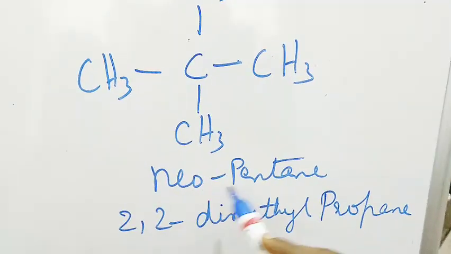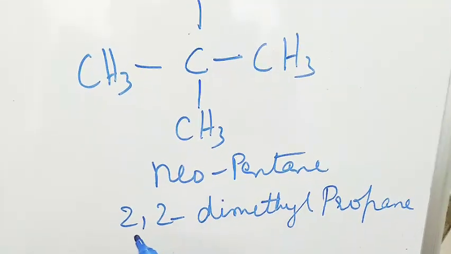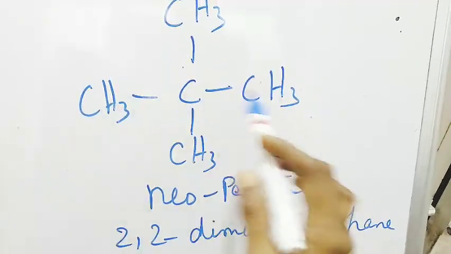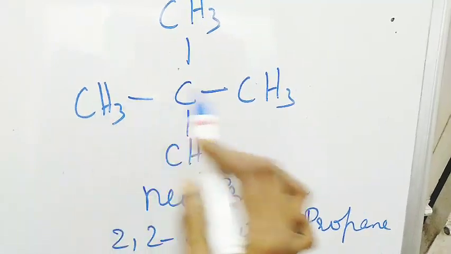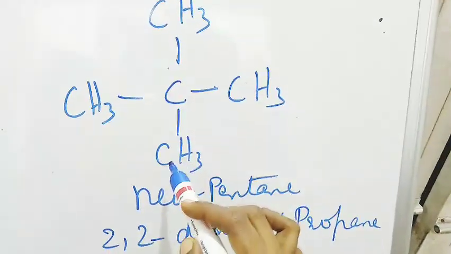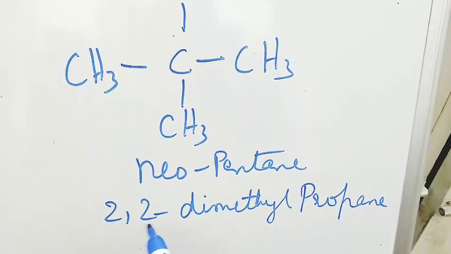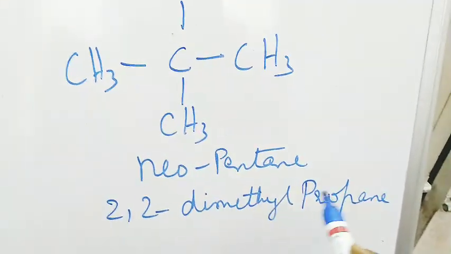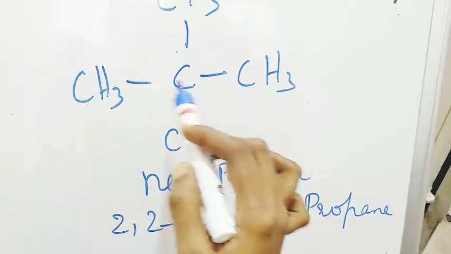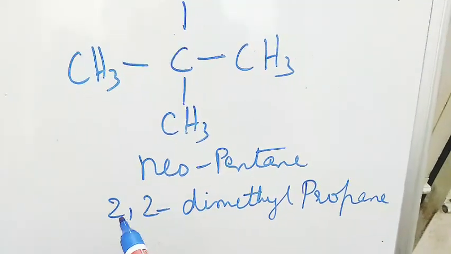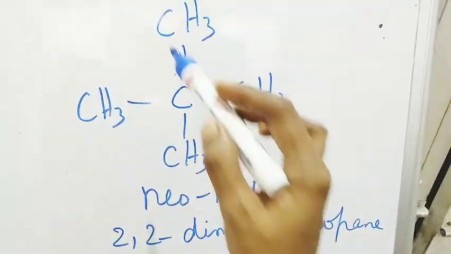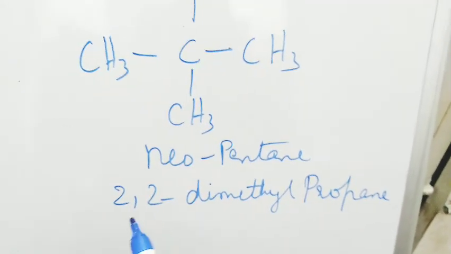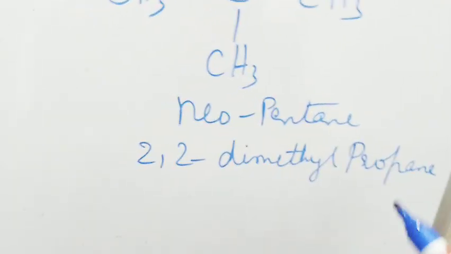This is called neopentane. You call it 2,2-dimethyl-propane. This is one pair, no? So this is dimethyl. This is also dimethyl, but it is recurring. 2,2-dimethyl-propane. Propane means 3 carbon atoms, 1, 2, 3. Okay, so 2,2-dimethyl-propane. 1, 2, 3, 4 methyls are there. They are repeated 2 times. So you call it 2,2-dimethyl-propane.